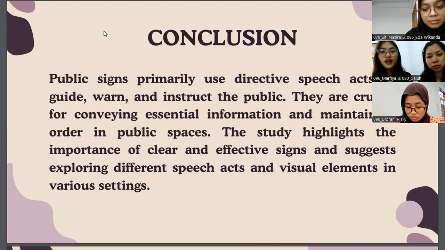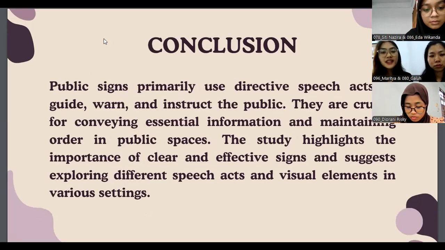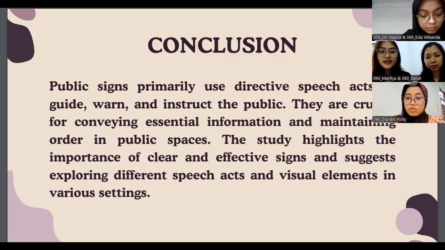All right, for the conclusion, public signs primarily use directive speech acts to guide, warn, and instruct the public. They are crucial for conveying essential information and maintaining order in public spaces. The study highlights the importance of clear and effective signs and suggests exploring different speech acts and visual elements in various settings.